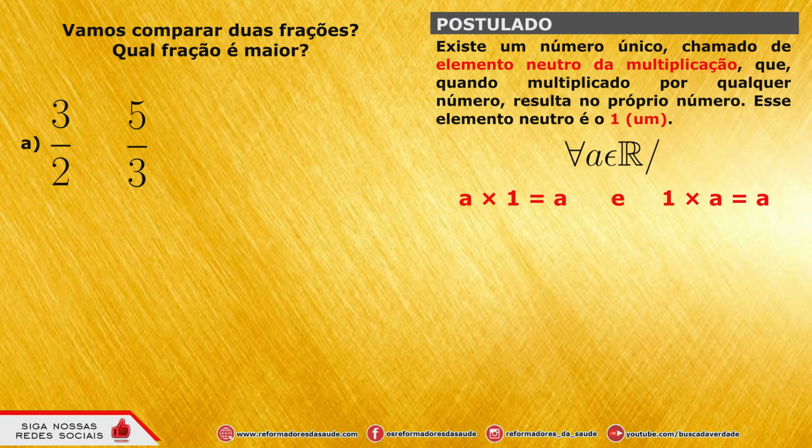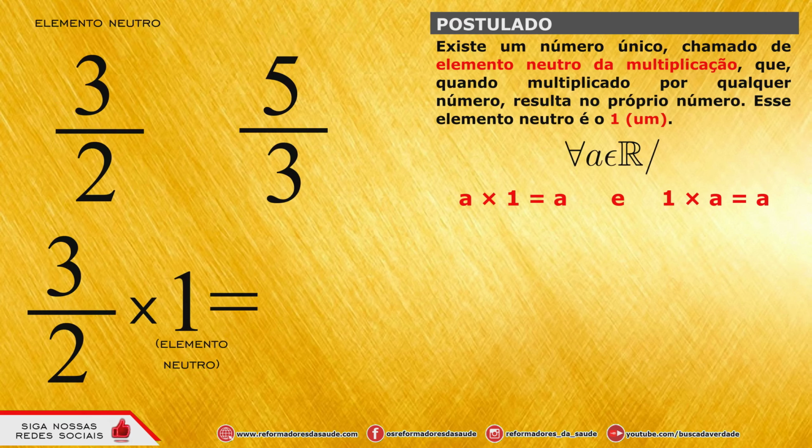Which fraction is larger, 3 over 2 or 5 over 3? So let's use the neutral element to equalize the denominators and find out which fraction is larger. 3 divided by 2 or 5 divided by 3. So let's take the first fraction and multiply it by the neutral element. 3 divided by 2 times 1.